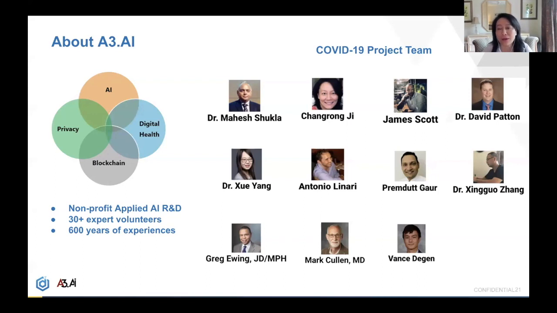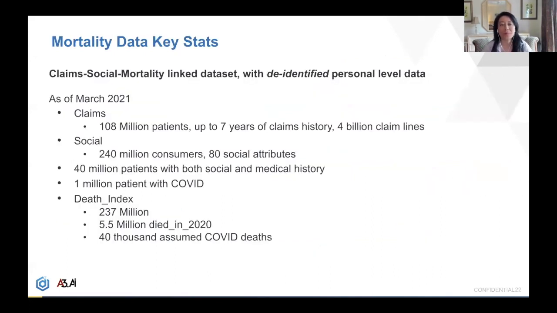So this is our COVID-19 research sub-team, a good part of A3AI. Won't go into the details, but let's get into mortality data key stats. To Claire's point, we are using a special linked data set of claims, social, and mortality, a three-way join. These are de-identified personal data.